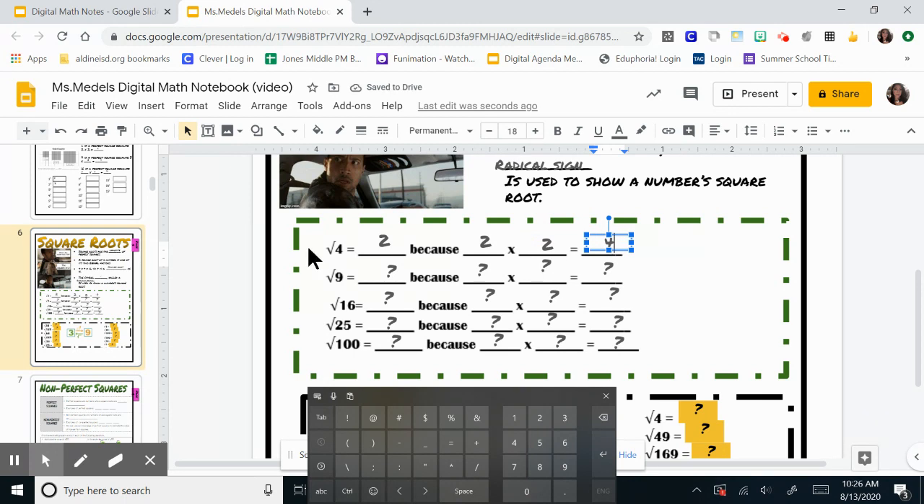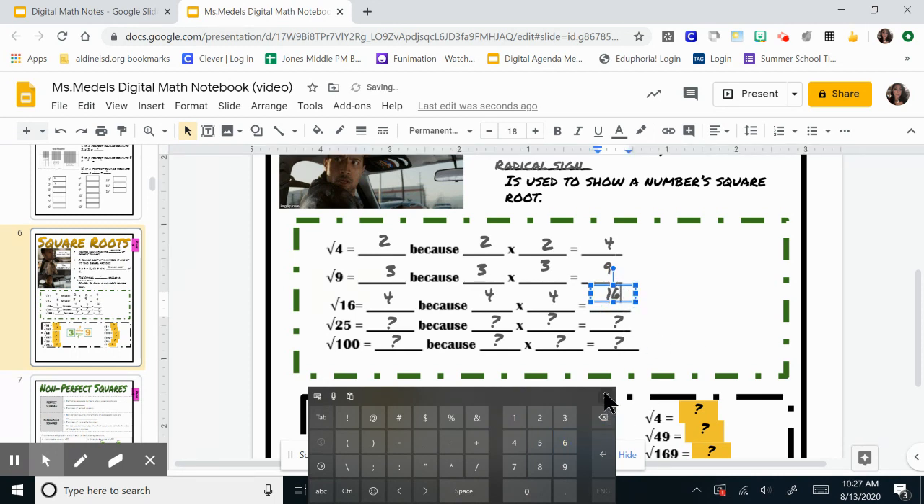So let's look at the square root of 9. What times itself gives me 9? Well, if you said 3, you are absolutely correct. Because I know that 3 times 3 is going to give me, in fact, 9. And then, of course, the square root of 16, that's going to be 4. Because obviously, we know that 4 times 4 gives me 16.